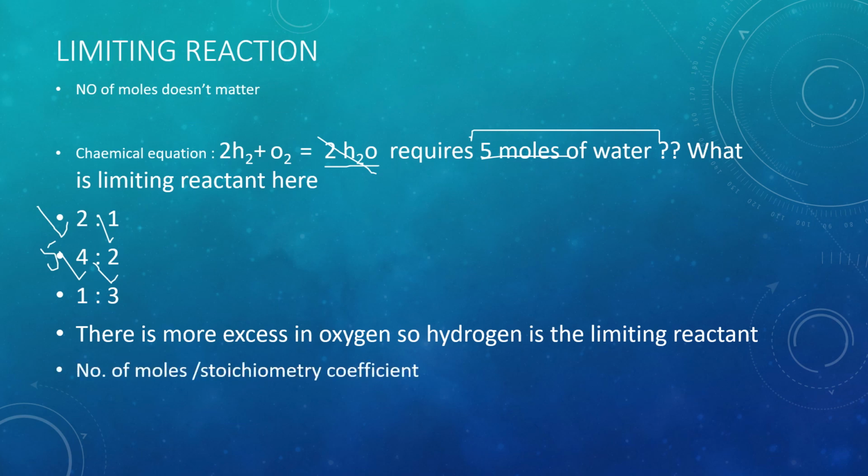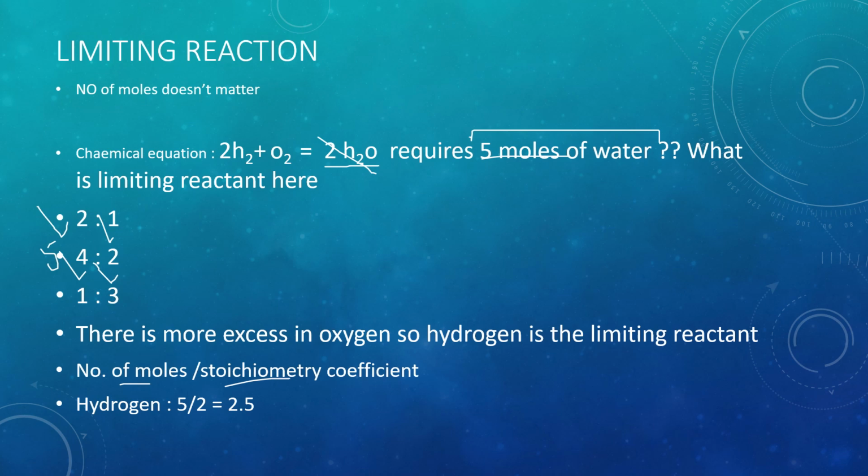Or there is another formula to find that, or we can say the short trick. Number of moles divided by stoichiometric coefficient. Number of moles is the given 5 moles. Stoichiometric coefficient means the number of moles given in the reactants, the stoichiometric coefficient given in the reaction.